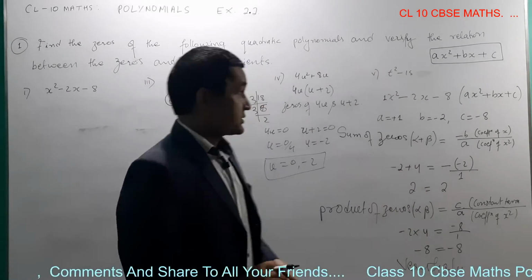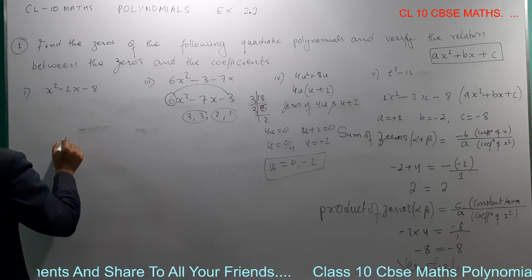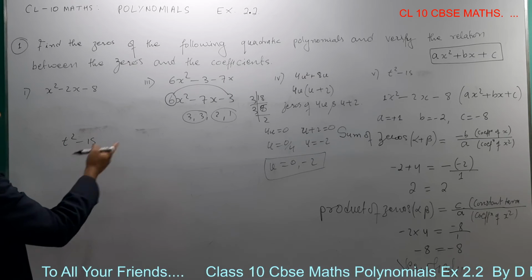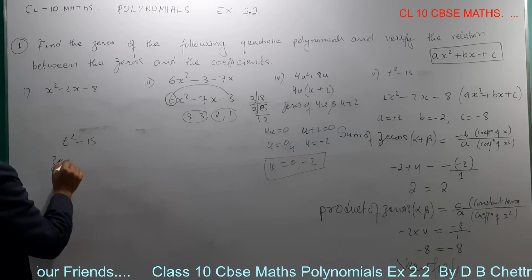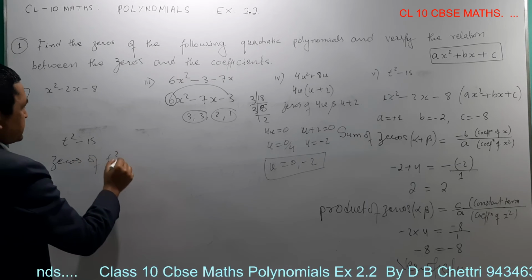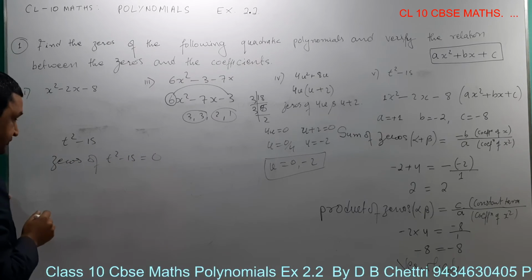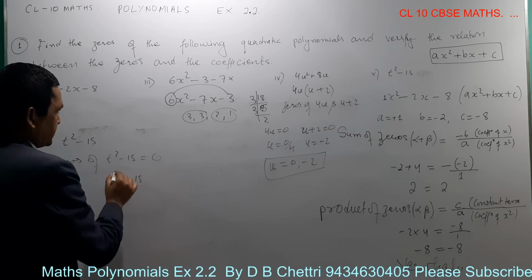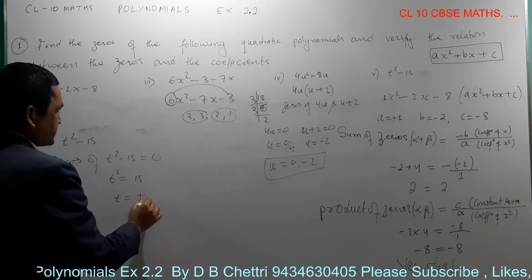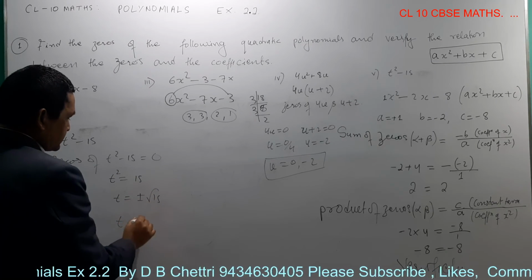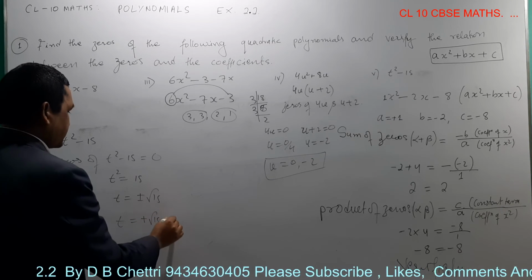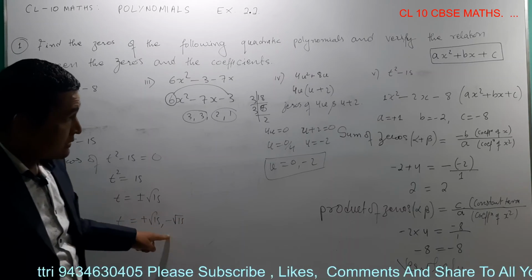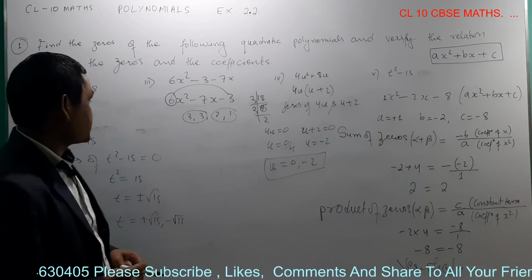This is your home task. Then how to do the last one? t square minus 15 is there. Directly you can find the zeros of this one. Zeros of t square minus 15 equals 0. Then t square equals 15, then t equals plus minus root 15. Then t equals plus root 15 and minus root 15. This way. One is alpha, another one is beta, and do the verifying part by yourself.